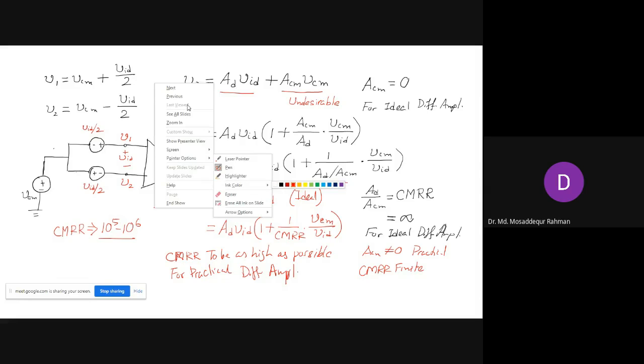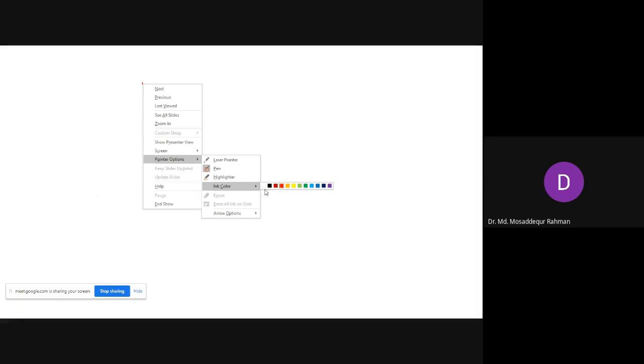So now that we have discussed the parameters, the common mode voltage, common mode gain, and the common mode rejection ratio, now we'll discuss how to determine the common mode gain for the differential amplifier.